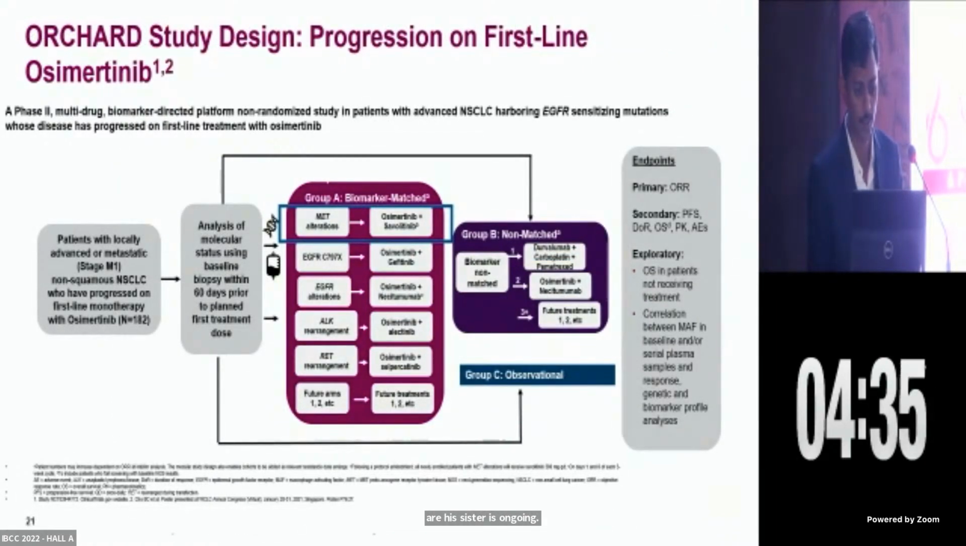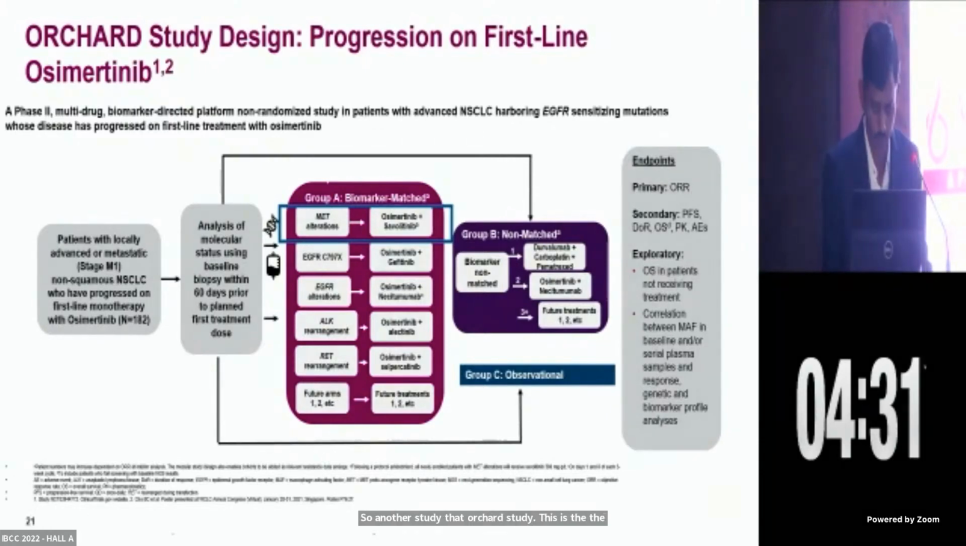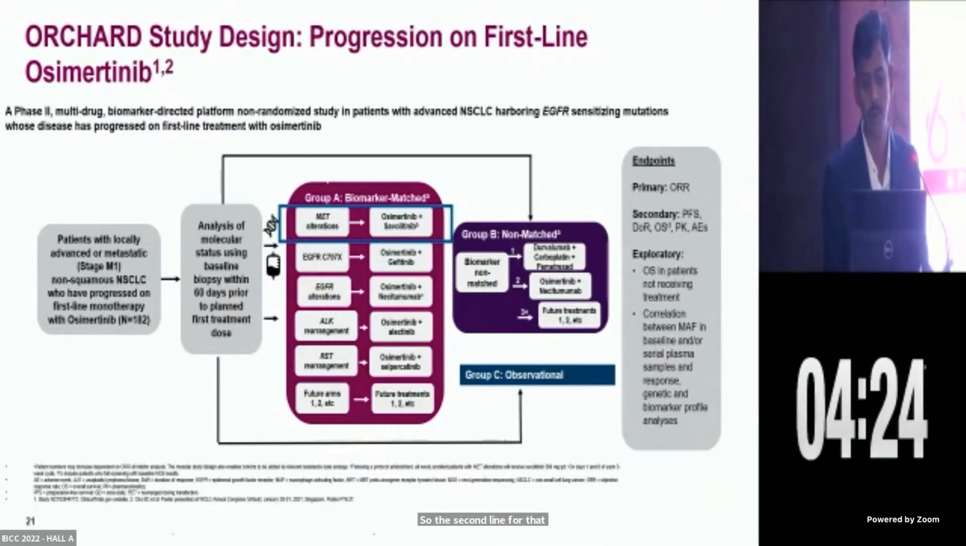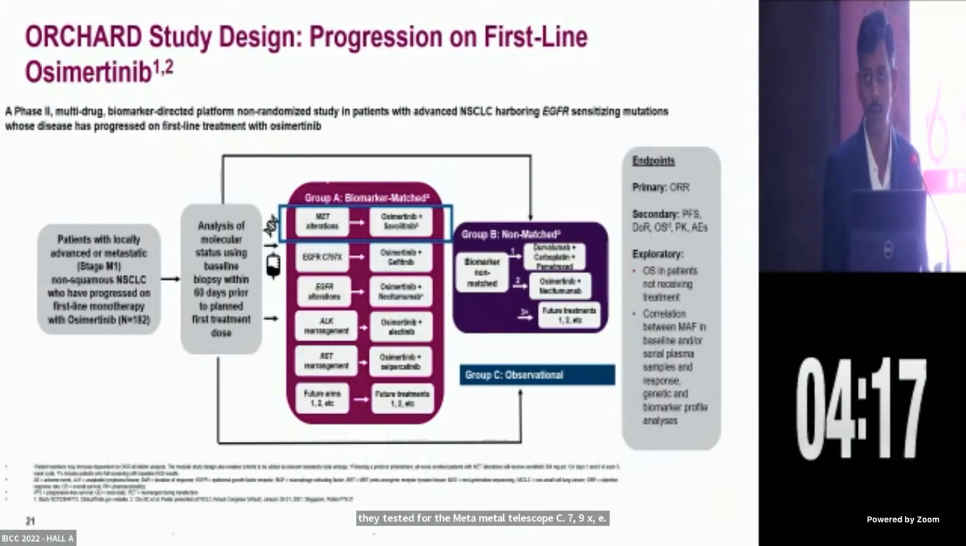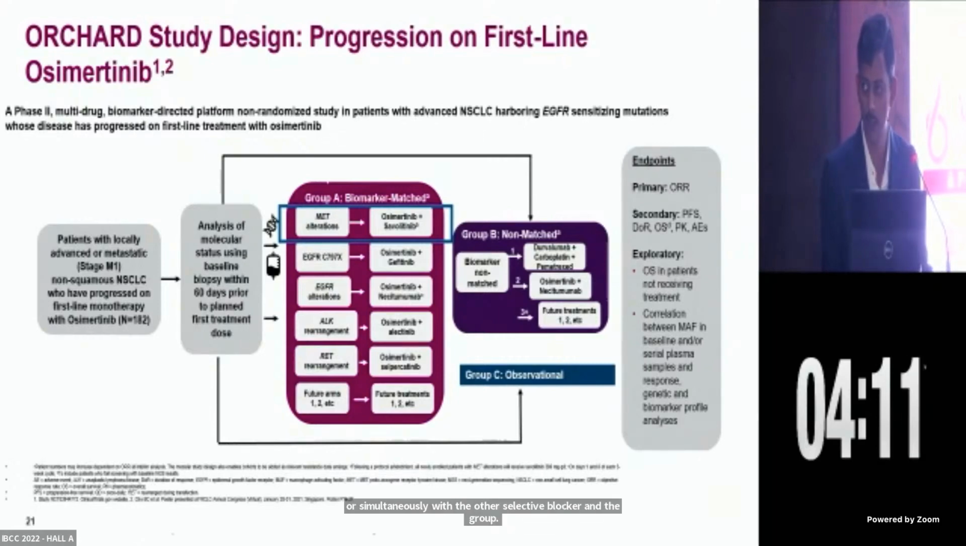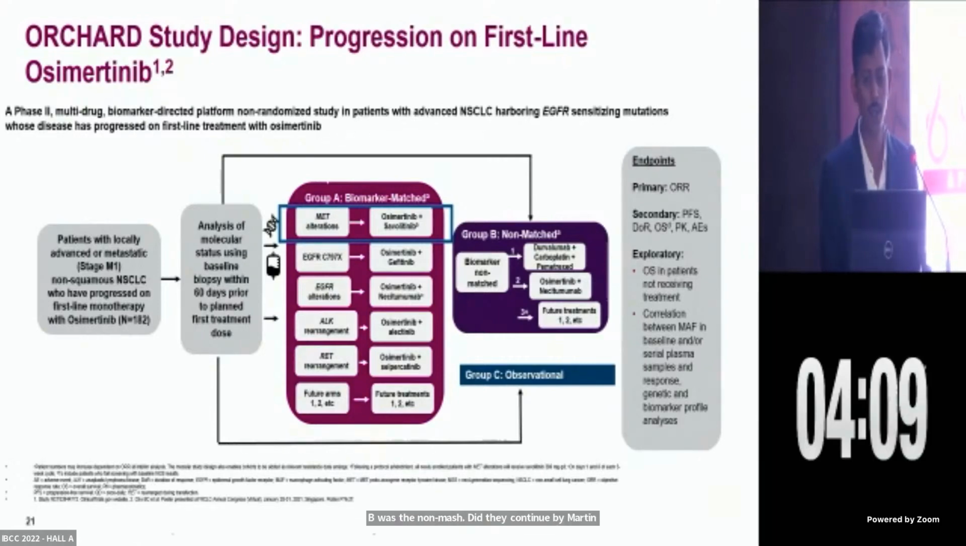These are patients who progressed on osimertinib. For the second line, they developed three groups. Group A is the biomarker match. They tested for alterations like C797X, EGFR, ALK, MET, and RET, and continued osimertinib with the other selective blocker. Group B was the non-match. They continued with biomarker non-match, and were given durvalumab plus pemetrexed and carboplatin, or osimertinib with datopotamab combination.